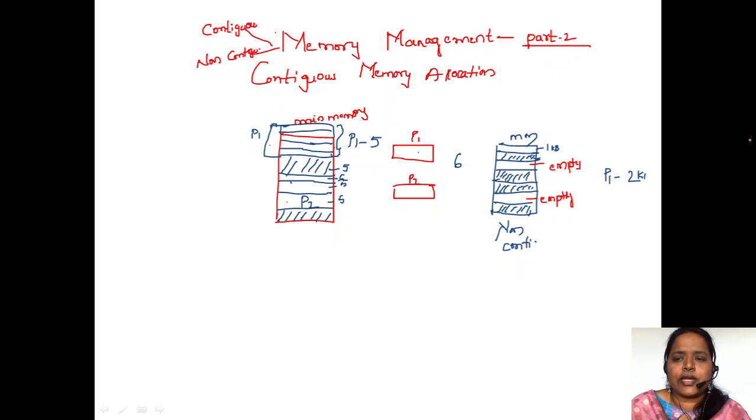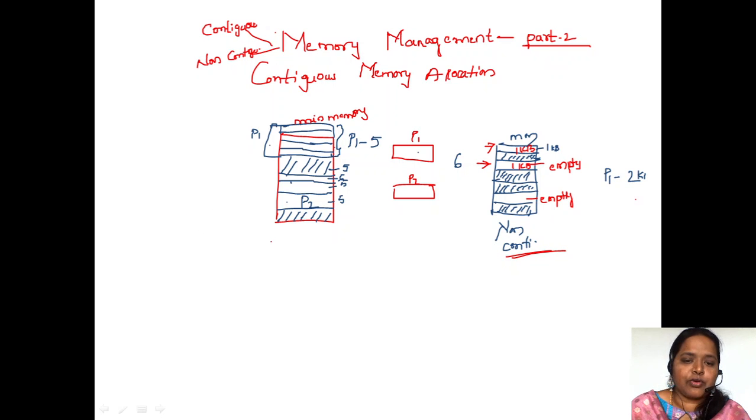Fine. So P1 needs 2 KB of memory, but here it can occupy only 1 KB, and the remaining 1 KB it will occupy elsewhere. So 1 KB takes place here and 1 KB is kept there. This is non-contiguous memory allocation.